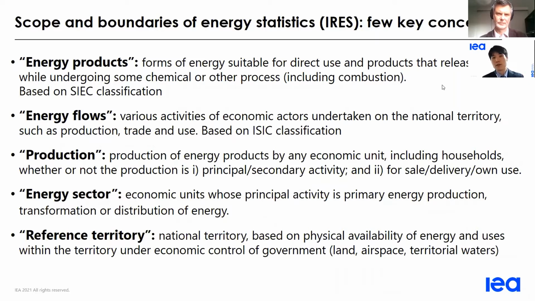And the second bullet is about energy flows. This refers to the various activities of economic sectors in the national territory. It can be production or trade or transformation or final consumption by the end users. All the flows are defined based on ISIC, the International Standard Industrial Classification, which you will see again in later slides.